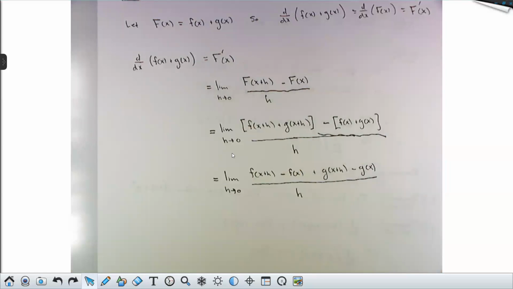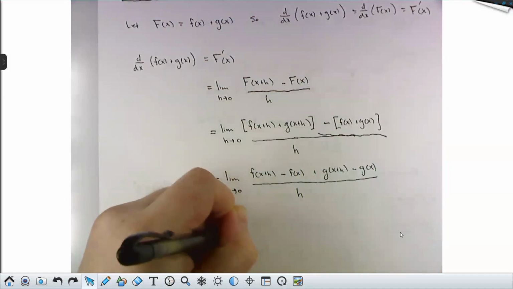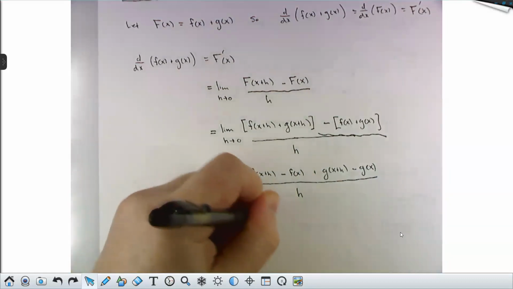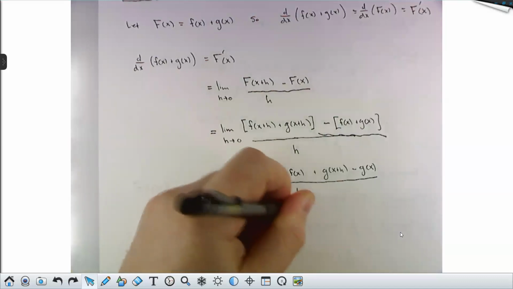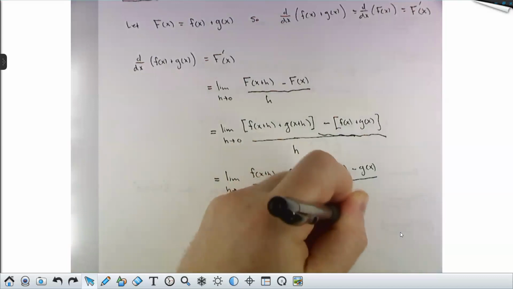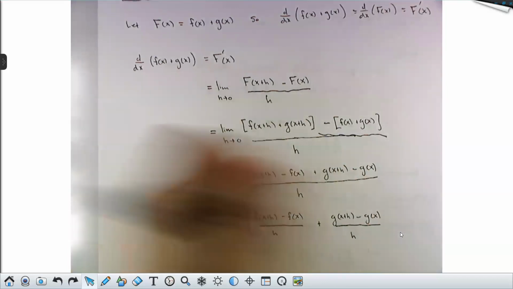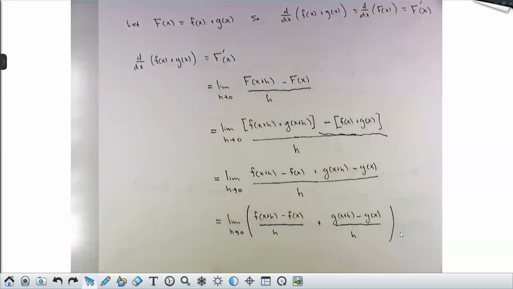And then as you can with any fraction, you can take this over h plus this over h. You can split up a fraction across its numerator. There's a bunch of different ways to do it, but remember we're after little f prime plus little g prime. And I know this is the difference quotient for little f, and this is the difference quotient for little g. So we have lim h to 0, f of x plus h minus f of x all over h plus g of x plus h minus g of x all over h. And this limit here is going to everything. Right? The limit was of this whole expression, so when I split it up, each piece is still operating under the limit.